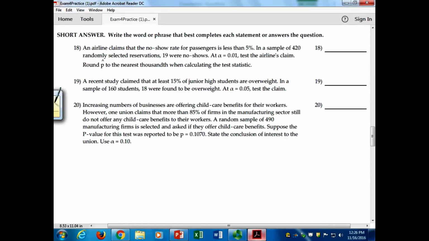Anybody want to stick around for 20? Yes. 20 is actually not too hard because they kind of give us all the information we need to make a decision. So increasing numbers of businesses are offering childcare. One union claims that more than 85% of firms still don't do it. So they sampled manufacturing firms and asked if they offer childcare benefits. And they said, this is the p-value they reported.